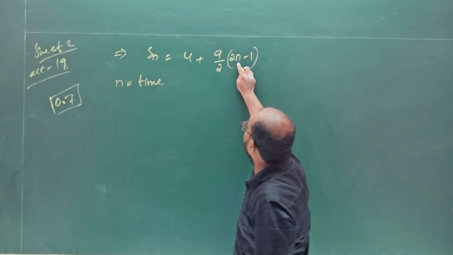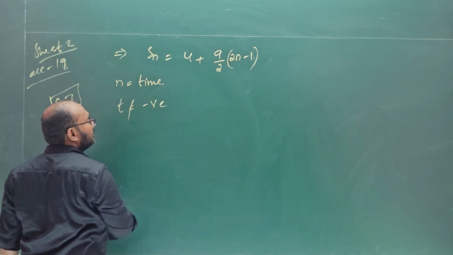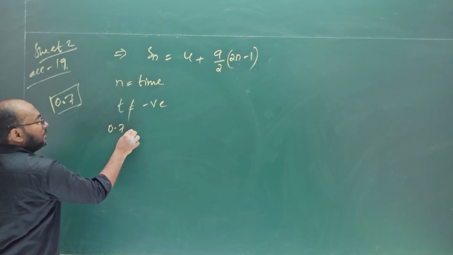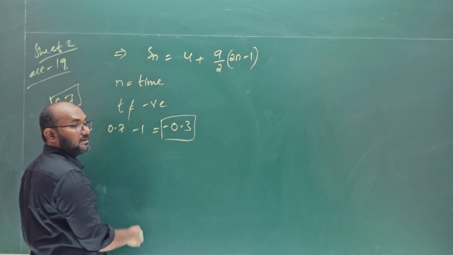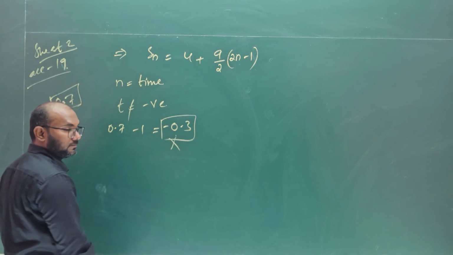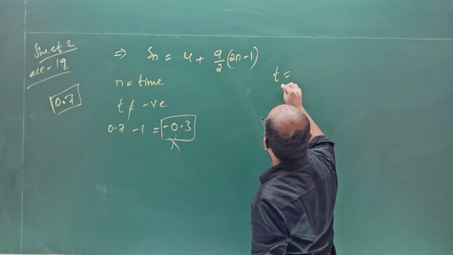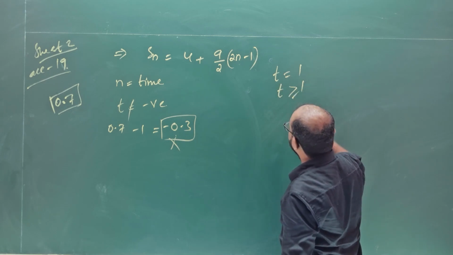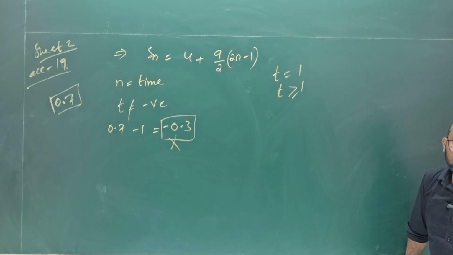So n value, time, cannot be negative, first thing. If I substitute 0.7 minus 1, then it becomes negative 0.3. Is it possible to have time like this, negative? No. So this formula is only applicable for t equal to 1 or greater than 1. Okay. Anything else? No?